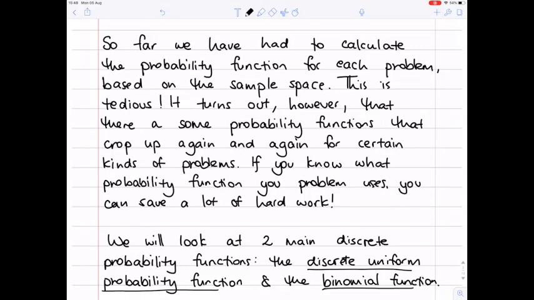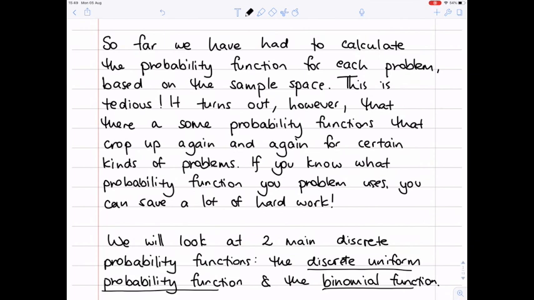So far, every time we've done a new probability problem, we've calculated a new probability function, and it's based on the sample space. And you've probably seen, even if the sample space is quite small, it's quite tedious calculating that probability function. However, it turns out that there are several cases where the probability function crops up again and again and again, and if you know what probability function your problem uses, you can save a lot of hard work.